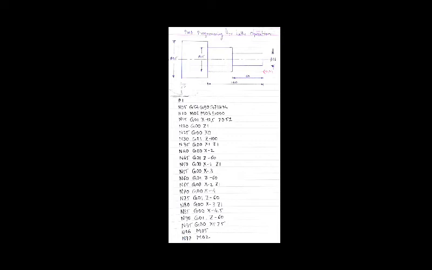Here next is N15 Z01 X minus 12.5 Z0 F2. Here we are going to do the facing of the job.